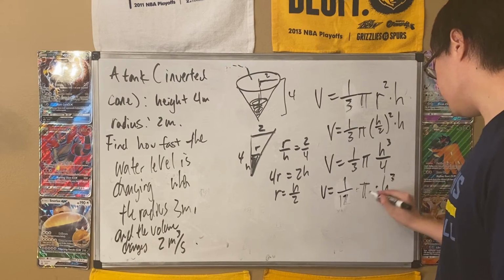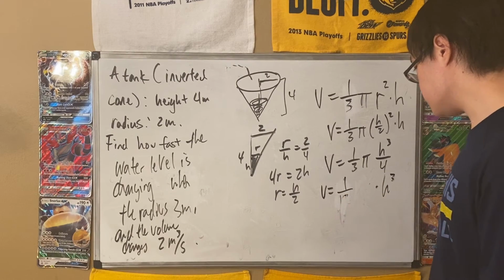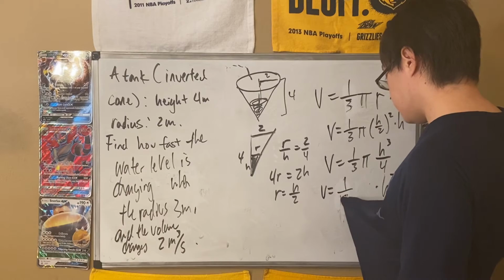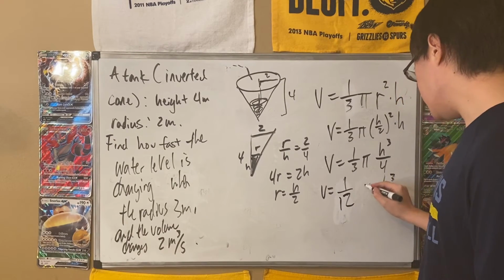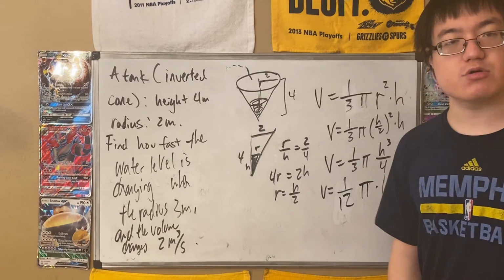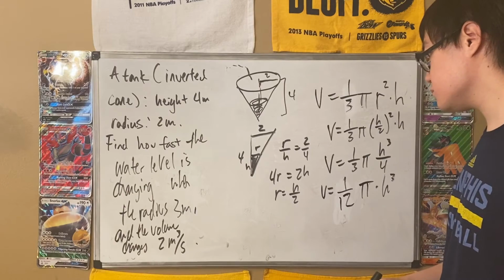Again, my marker is dying at the very end of this video, but I think we're going to survive. So it's going to be 1/12 pi h cubed. And now we're going to take the derivative, and you'll see that once we take it, the question will be very easy.